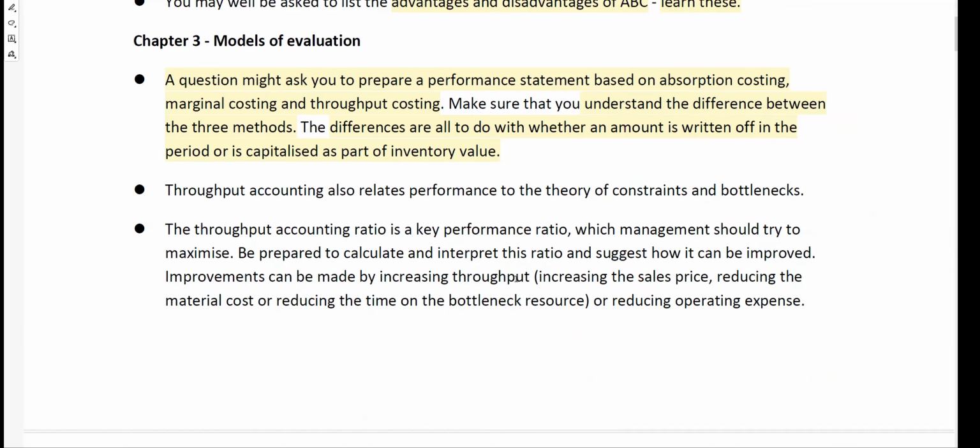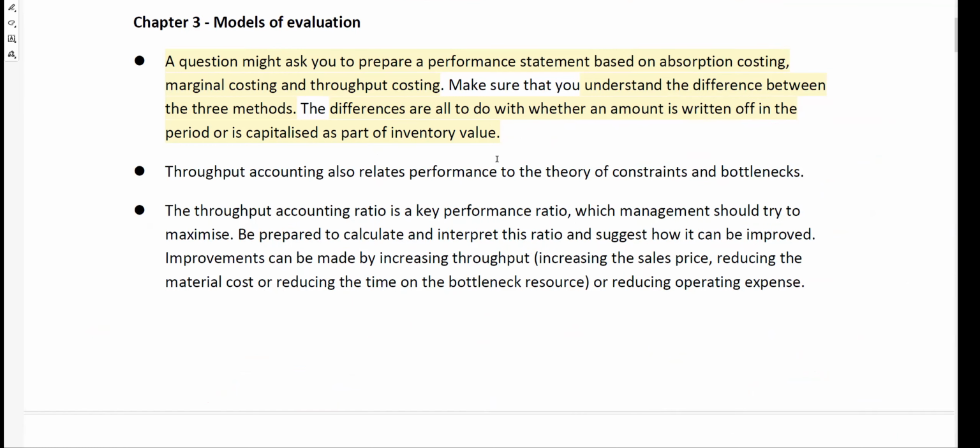So improvement can be made by increasing throughput, increasing sales price, reducing the material cost, or reducing the time on bottleneck resource, or reducing operating expenses. So this is the first part of the models of evaluation.